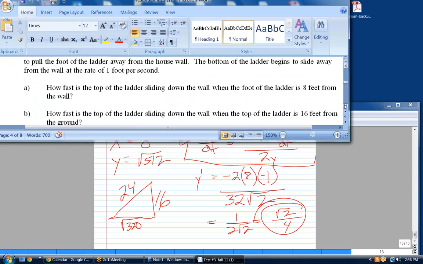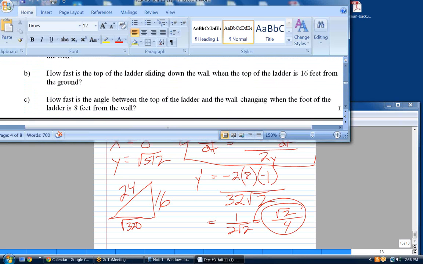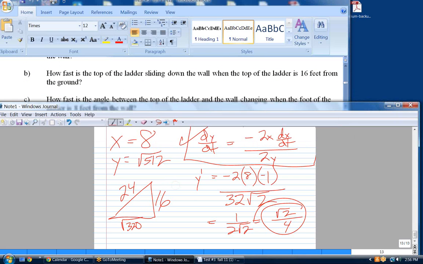All right, this isn't that hard. C. So we're back to the original condition, which is x is 8, and y is root 512. And root 512 is 256 times 2, so that is 16 root 2. I don't have any problem writing it like that.